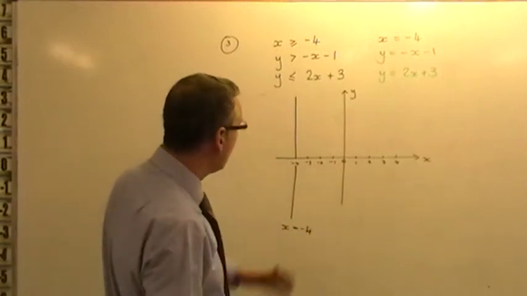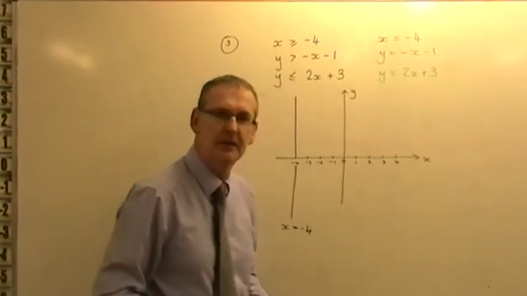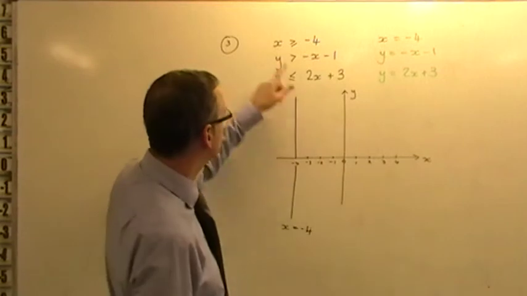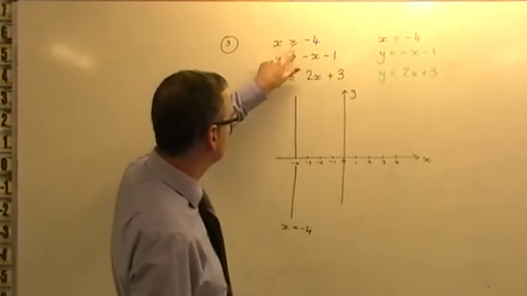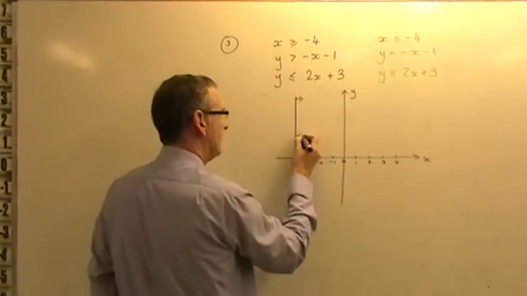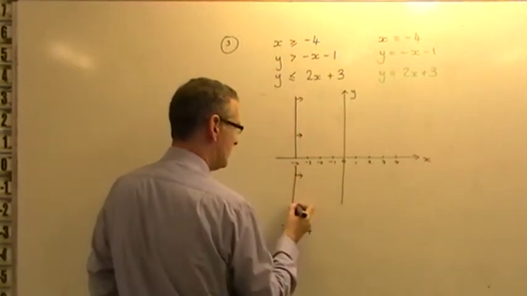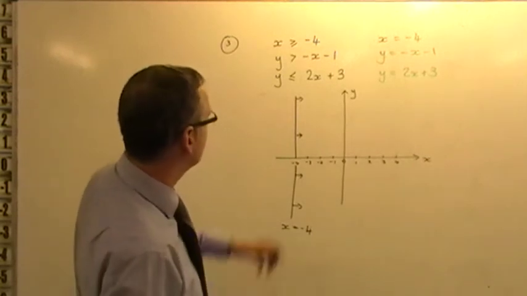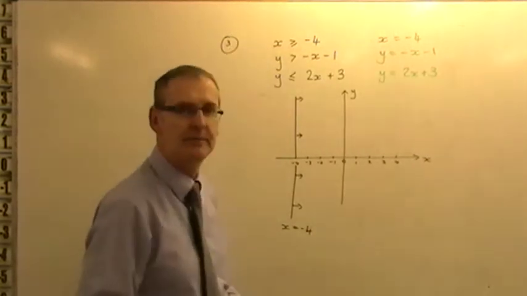Every point on that line has an x value equal to minus 4. I need to show all the places x bigger than or equal to minus 4. So I need to go right of that. Everywhere to the right, the x coordinates are bigger than minus 4. Okay, so that's done the straightforward vertical line boundary.